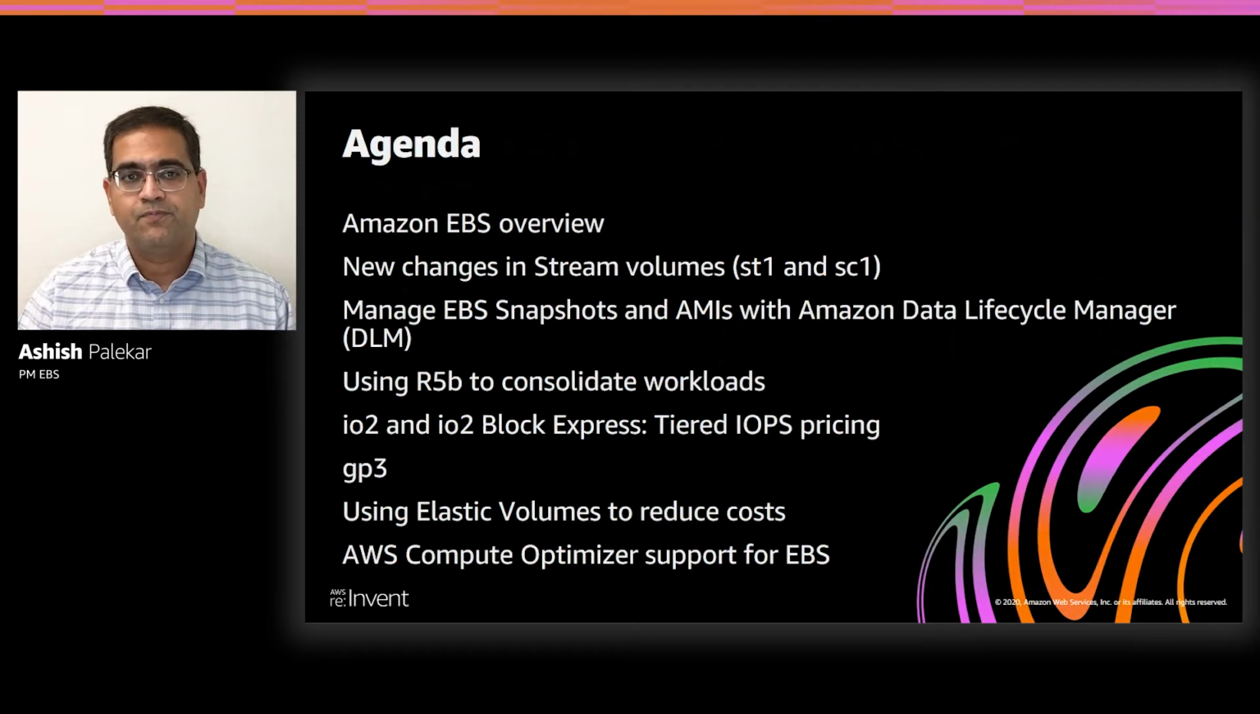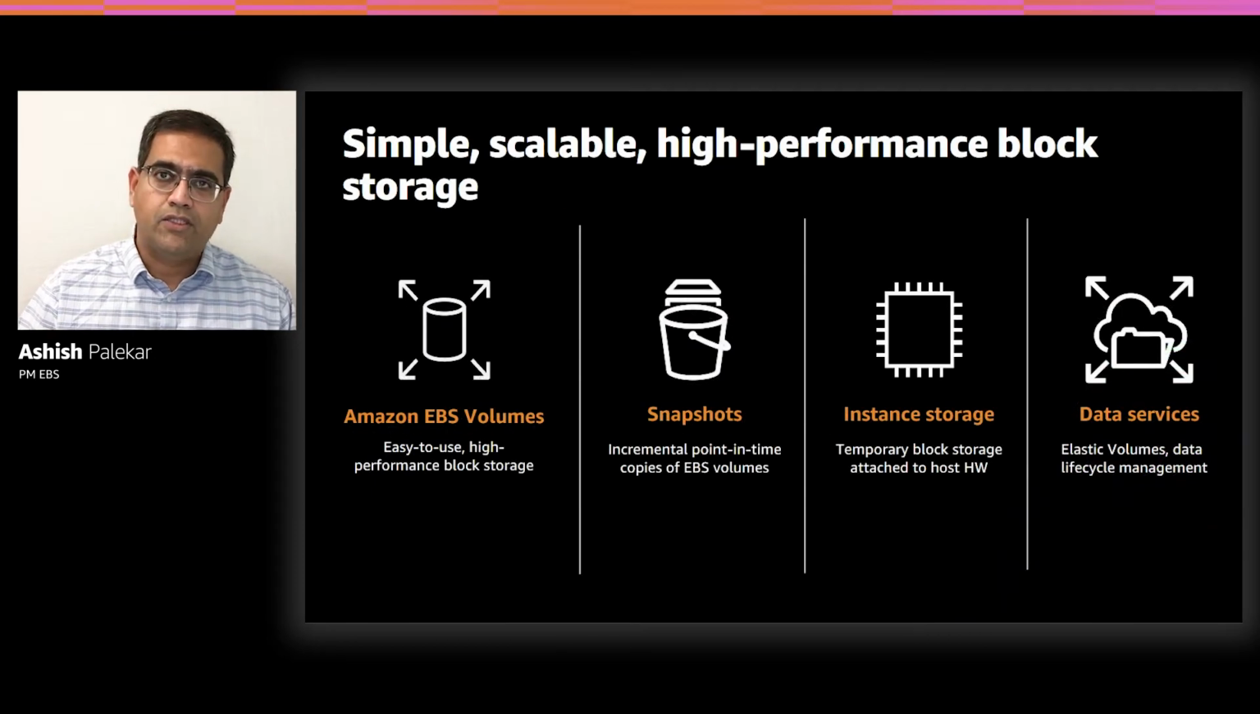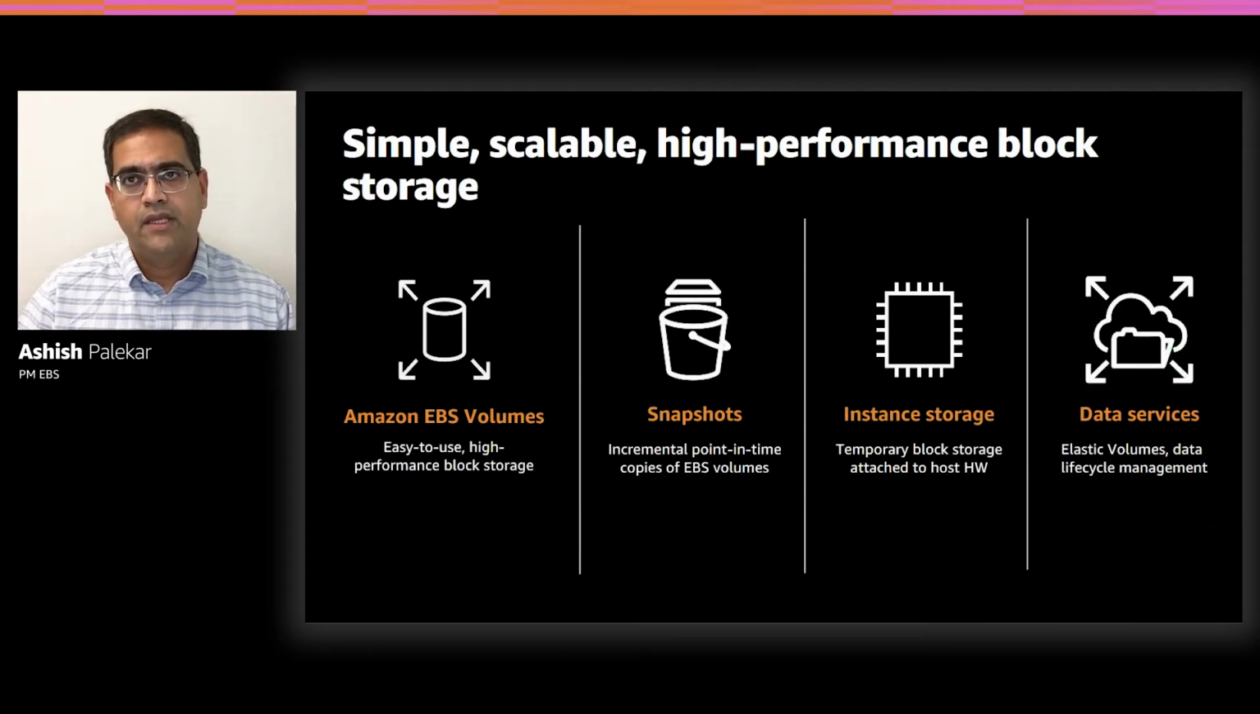Let's get started. So when we think of the block storage portfolio within AWS, we really look at four different things. We look at the EBS volumes and what our volume types are. We think about snapshots, which are copies of EBS volumes that are stored on Amazon S3. We think about instance storage, which is your temporary block storage that is attached to the EC2 instance. And then we think about data services. For this session, we will focus on the first two, specifically the volumes and the snapshots pieces.